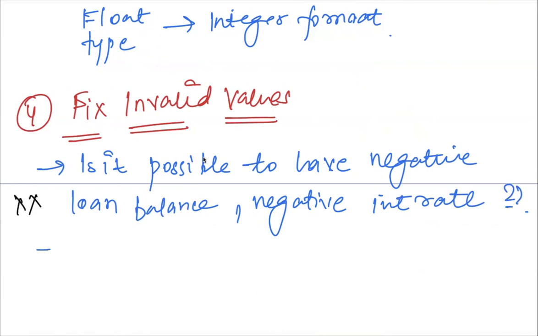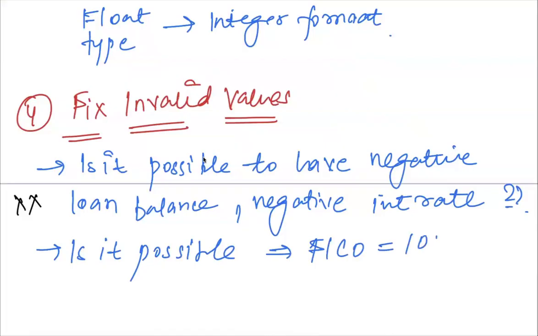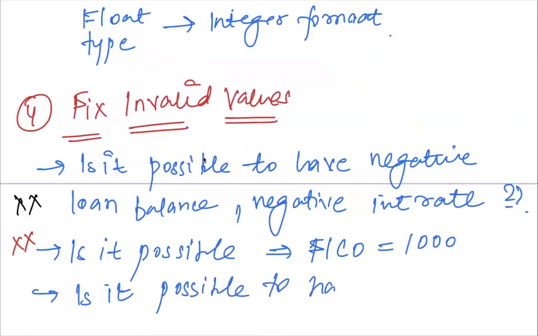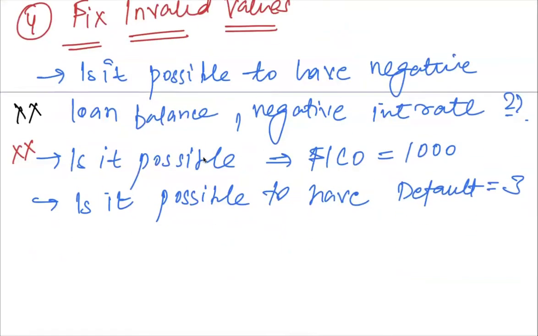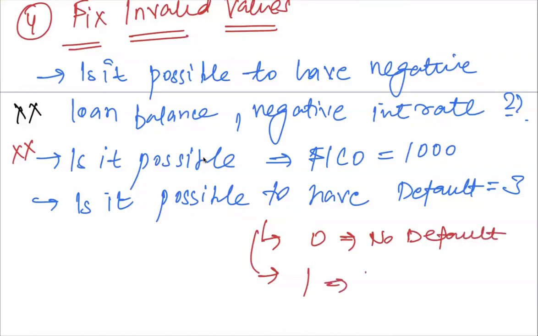Is it possible to have a FICO score of, let's say, 1000? It is not possible. Is it possible to have the default variable as, let's say, 3? No, it is not possible, because we know that default can be either 0 or 1, wherein 0 means no default and 1 means default, right?